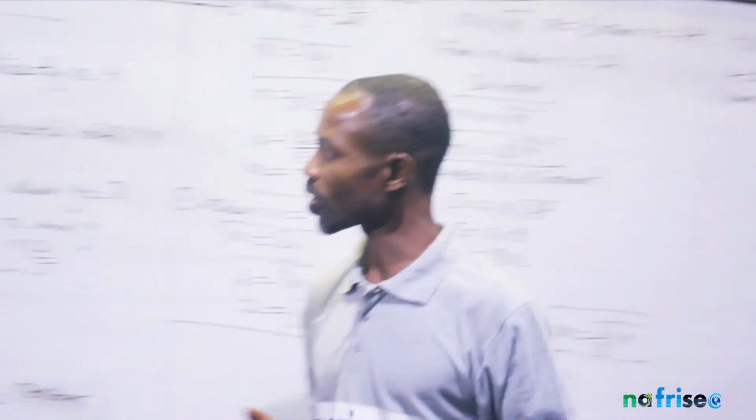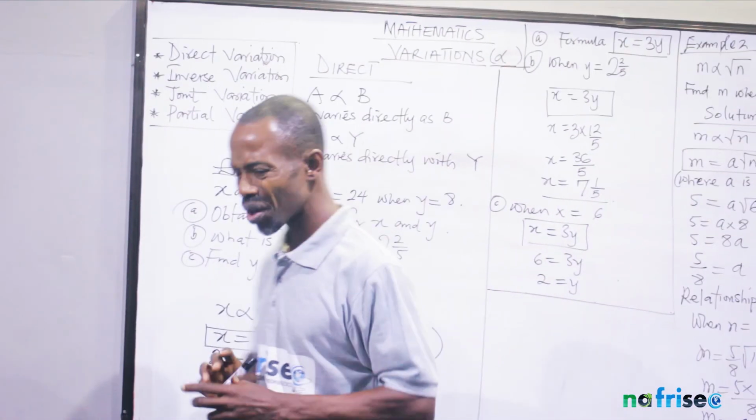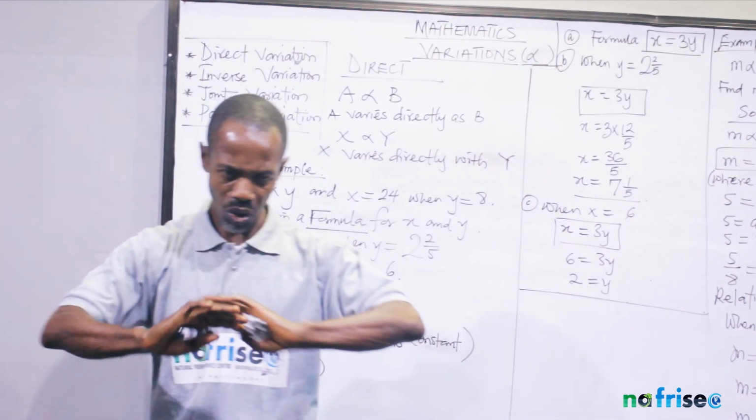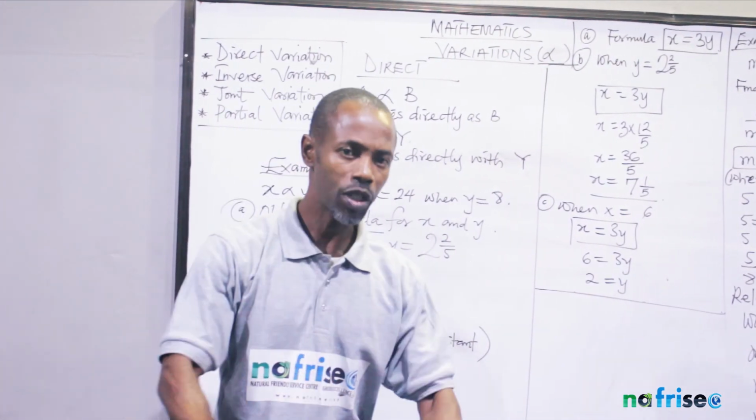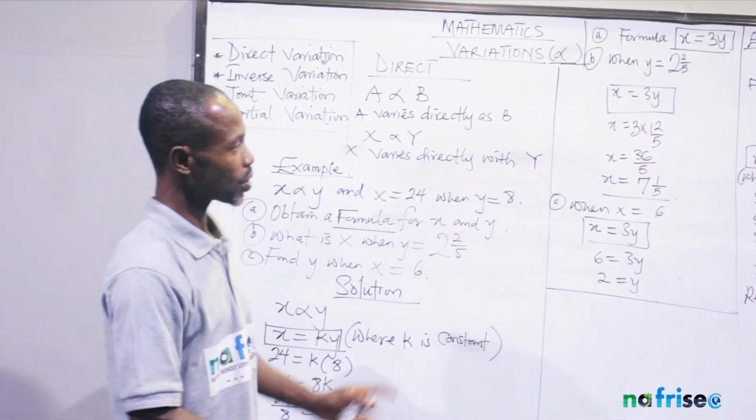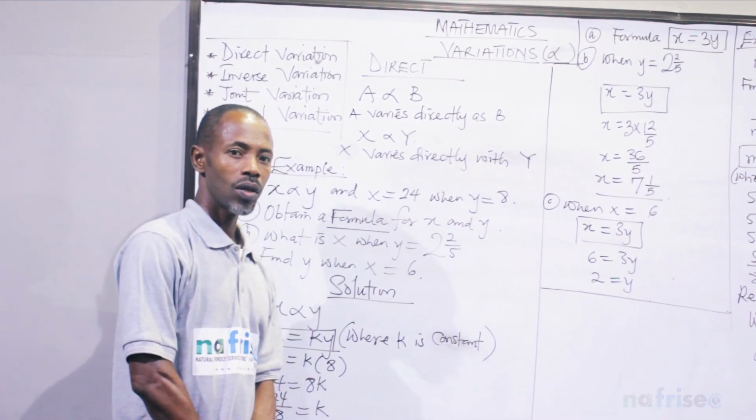Alright, so this is what you could come in contact with in direct variation. Do not be afraid. You know your simple equation. Just create a constant, establish a relationship, then solve any questions given. Good?